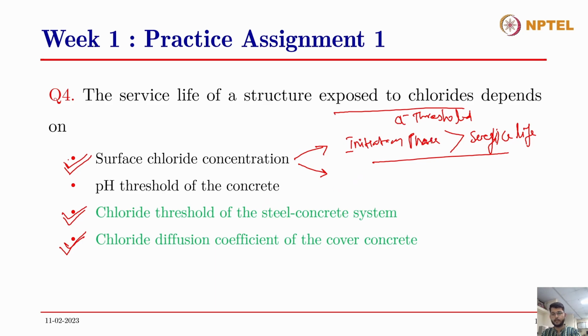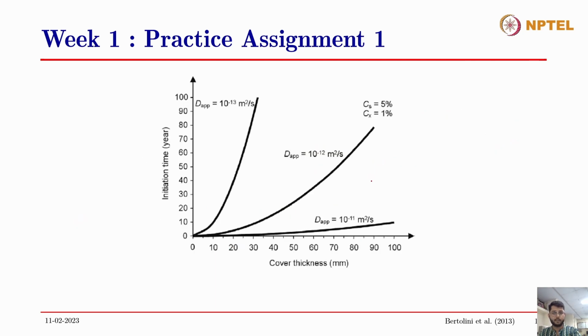I'll again recheck the answers as Dr. Satish showed. Yeah, so this is a picture I have taken from Bartolini et al. 2013. I want to explain this. D app is the diffusion coefficient, and this graph plots the initiation time, which is the initiation of corrosion, on the y-axis versus the cover thickness on the x-axis, as I've already mentioned.